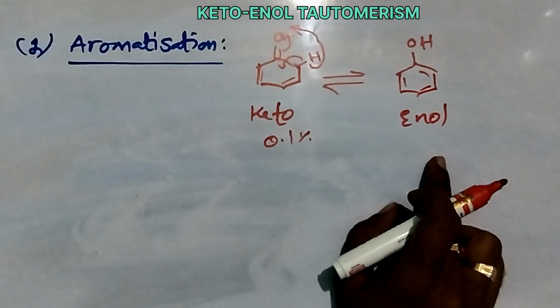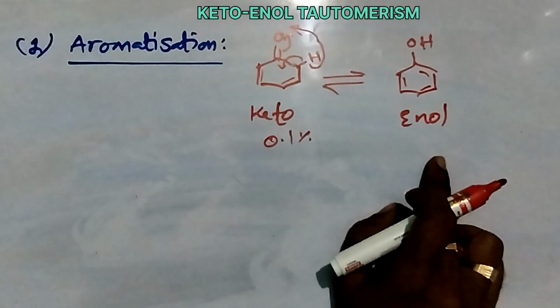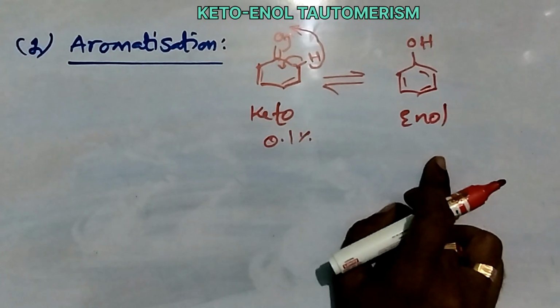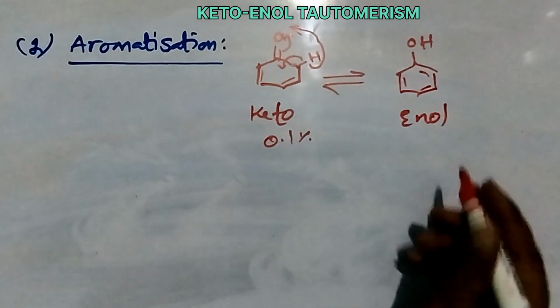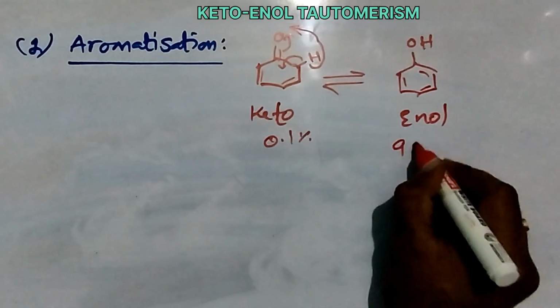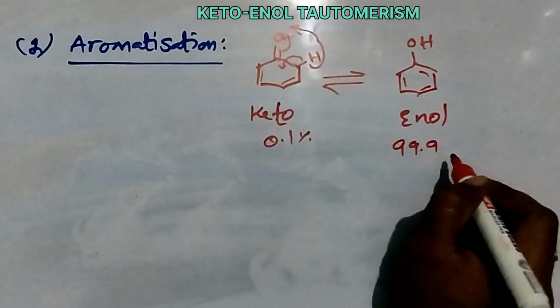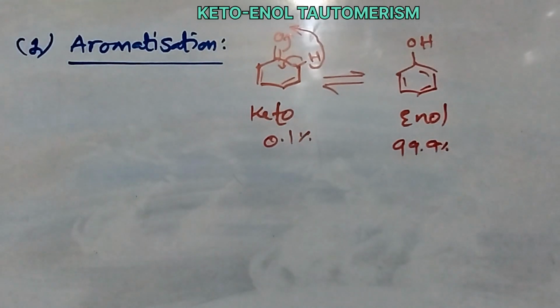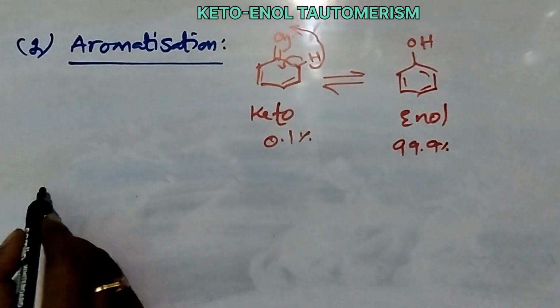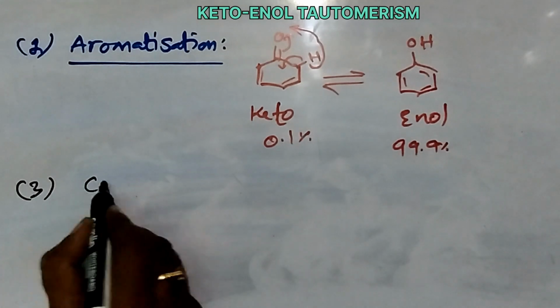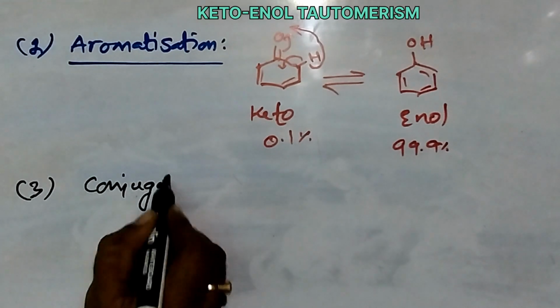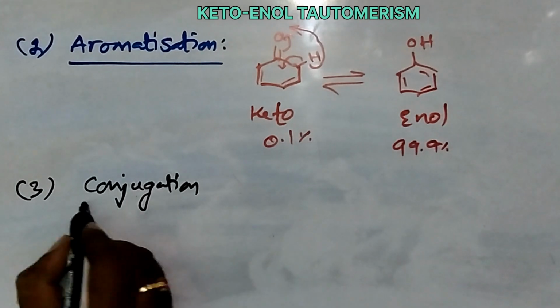According to aromatization, which of the following compounds is more stable? The enolic form is more stable than the keto form. According to bond energy, which of the following is more stable? The keto form is more stable. This is aromatization. The third one is conjugation.